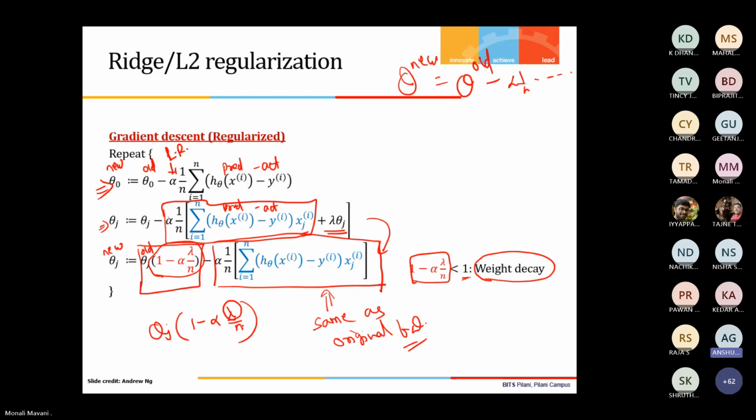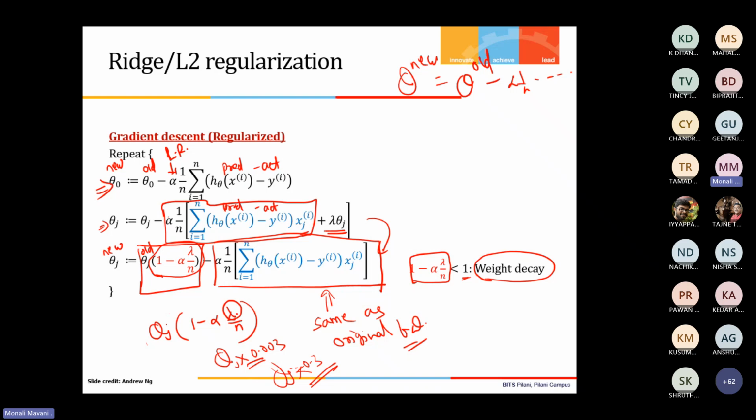If lambda is very high, then 1 minus this term will be reduced, and the weight decay will be higher. The old value itself will be reduced further. So you can say a number multiplied by 0.003 or multiplied by 0.3, definitely this value will be higher compared to that value.